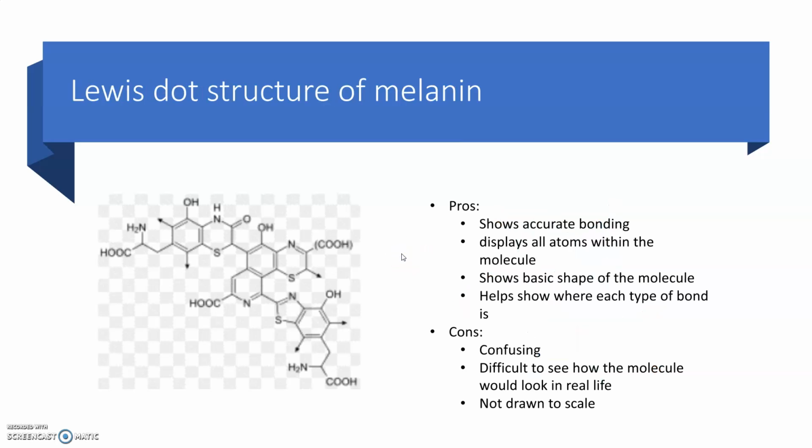Okay, so this is the Lewis dot structure. Pros: it shows accurate bonding, displays all atoms with molecules, helps show the basic shape of the molecule, and helps show where each type of bond is. Cons: I think it's hard to tell what it would look like in real life because it's 2D and of course not drawn to scale.